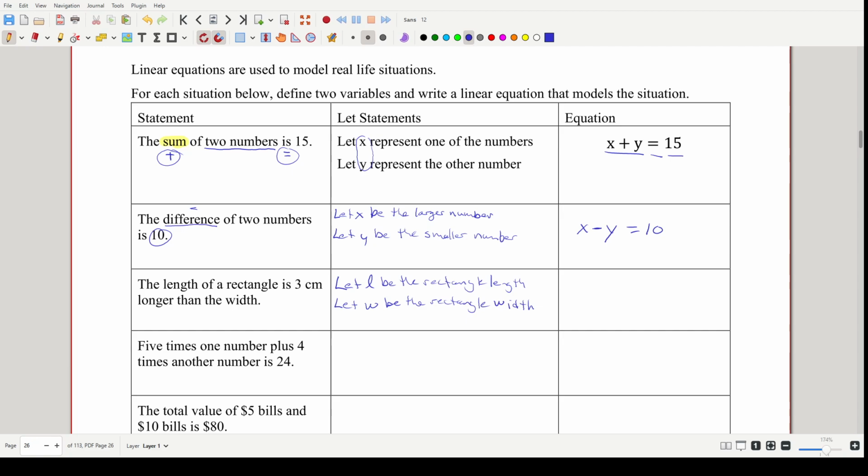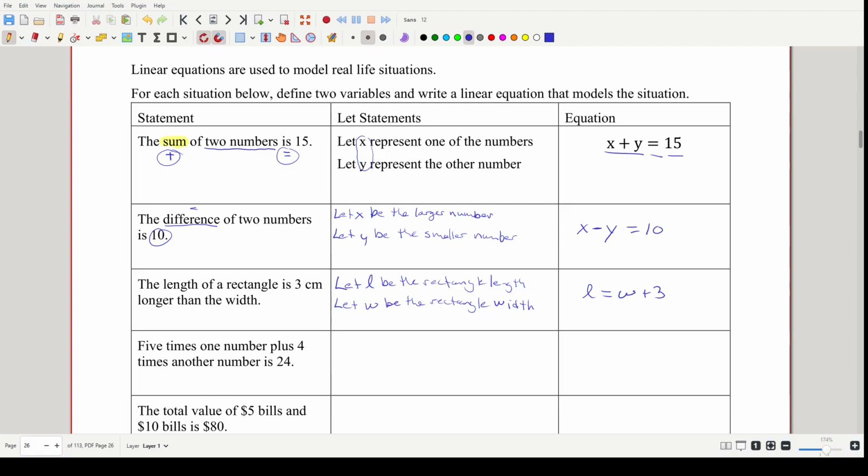There we go. Now it says the length of a rectangle is 3 centimeters longer than the width. So the length of the rectangle equals the width plus 3. All right, there's my formula. That's all I need. There's my equation.